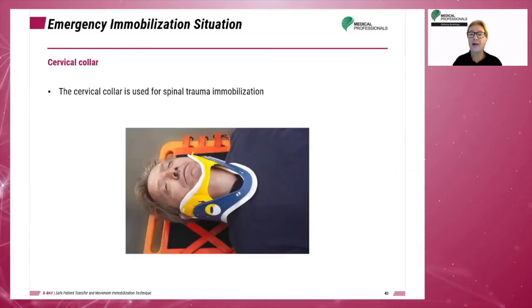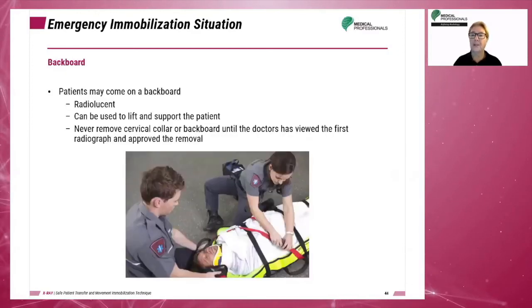The cervical collar is used for spinal trauma immobilization. Patients may come on a backboard to protect the spine from further injury. The backboard is radiolucent and can be used to lift and transport the patient. Like the cervical collar, the backboard should not be removed until the images are cleared by a radiologist. The radiologist will also confirm that it is safe to move the patient without the board.